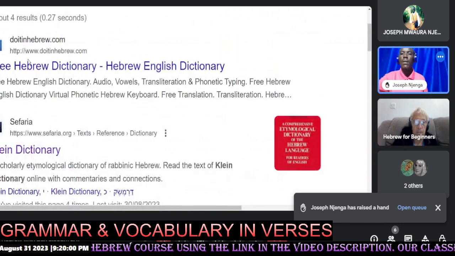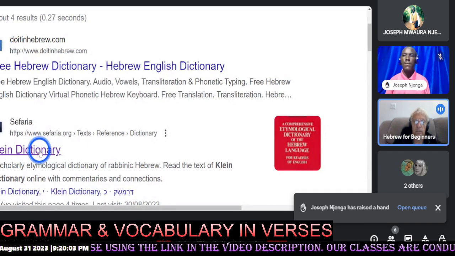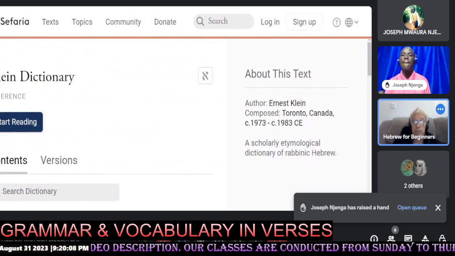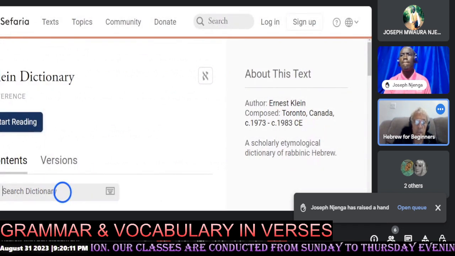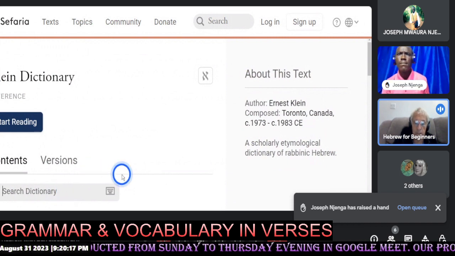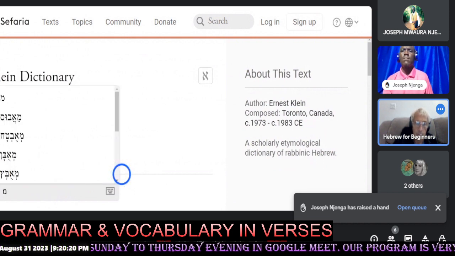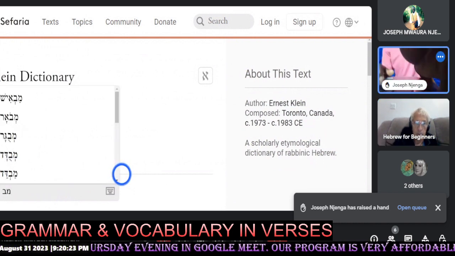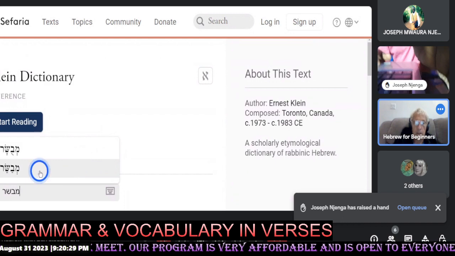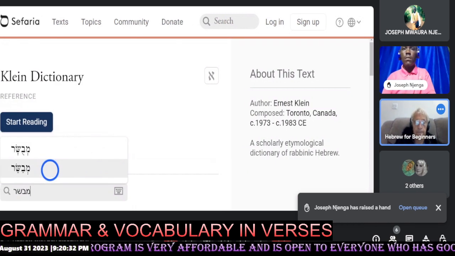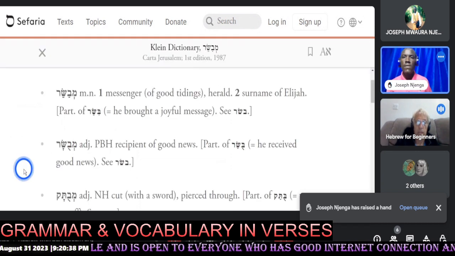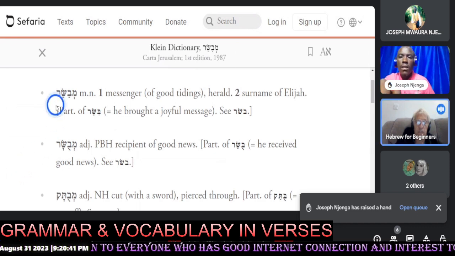I'm sorry. We're in the Klein Dictionary, Joseph, which is in the Sefaria website. Sefaria is an awesome website that contains a lot of good reference tools and great translations of the Bible. Let's try again. We're looking up the word Mivaser. Mem, sin, resh. Are you seeing it? Yes, but I have some problem here. Oh, okay, I now see. So here's the definition of Mivaser.